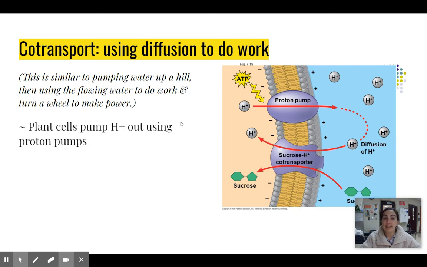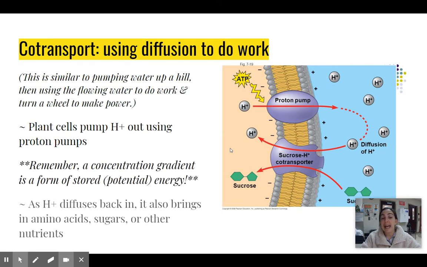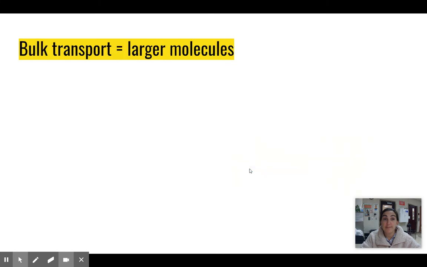The same thing happens in cells. They pump those hydrogen ions out using ATP. So this part is active transport. But then passive diffusion happens because those hydrogen ions come back down their concentration gradient. And as they do that, this protein that allows them to diffuse back in also grabs some sucrose, in this case a sugar, and transports that back in using the energy that's released because of this diffusion. So co-transport uses that electrochemical gradient as a source of energy to pull in other substances that the cell needs as well.